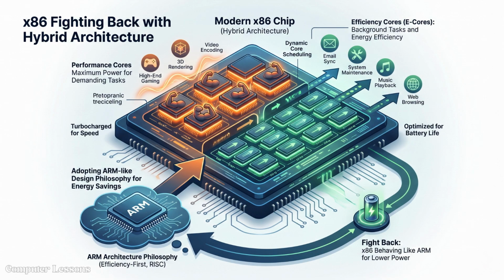x86 is not standing still. To fight back, Intel and AMD have adopted a hybrid architecture strategy. Modern x86 chips now contain two types of cores: performance cores for maximum power and efficiency cores for background tasks. They are essentially trying to make x86 behave more like ARM to save energy.